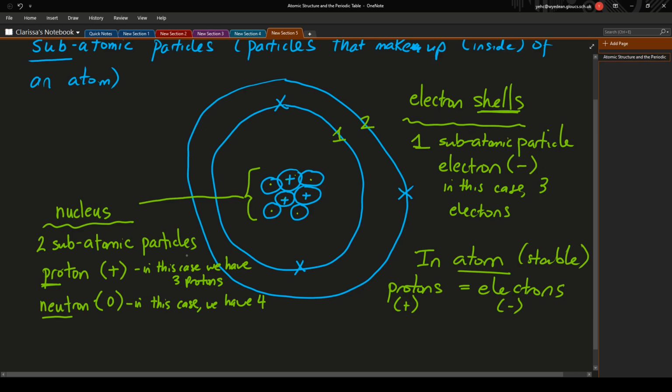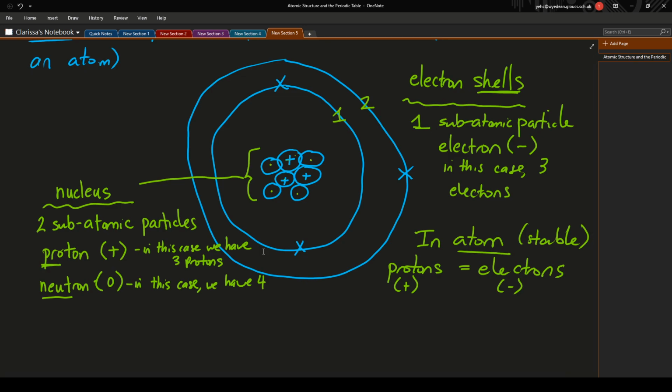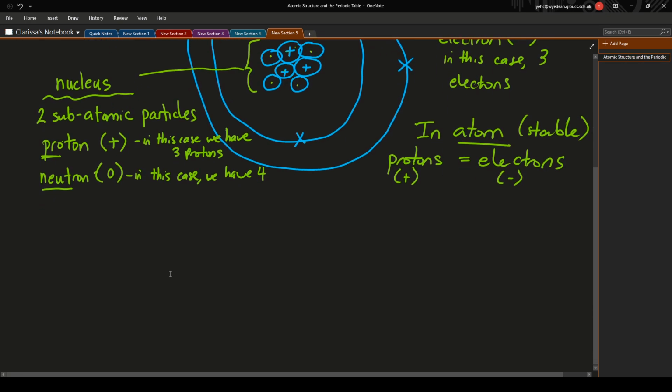For example, in this case, we have 4 neutrons. Well, that doesn't make the charge imbalanced, so that's still okay. Right. So that is the general structure of the atom. Now we want to look at the roles and responsibilities of each subatomic particle. Okay? So this hopefully is just recap.